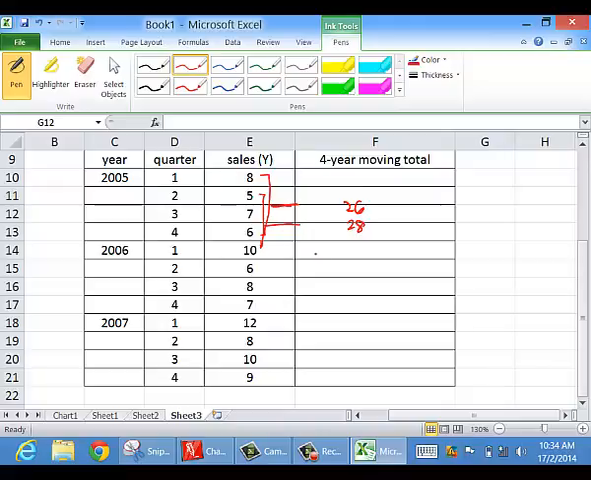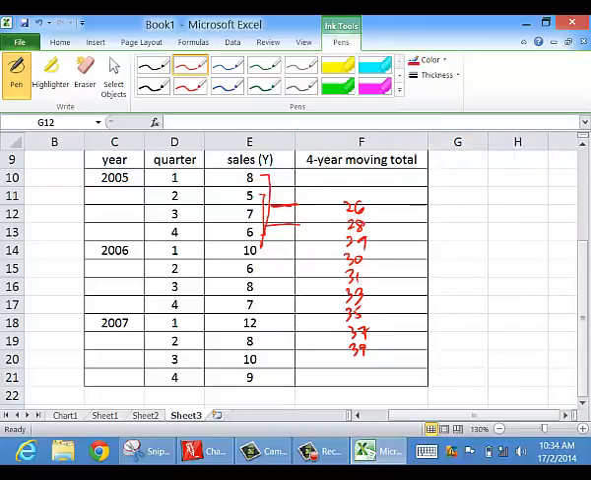Right. Then you do it. Then this one should be 29, 30, 31, 33, 35, 37, and 39. Right. Can you do it? You put the value on the line.